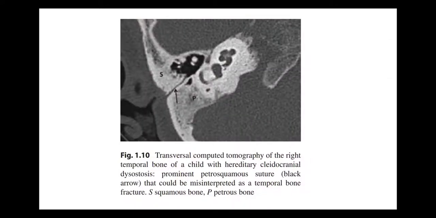Again, transverse CT of the right temporal bone of a child with hereditary cleidocranial dysostosis. Now here we find a prominent petrosquamous suture, and this could be misinterpreted as a temporal bone fracture.